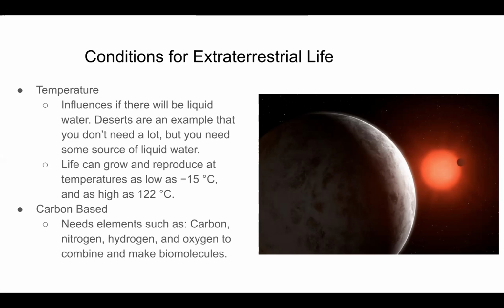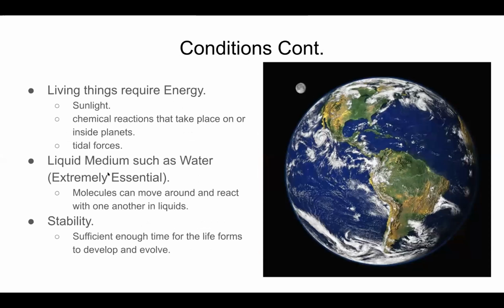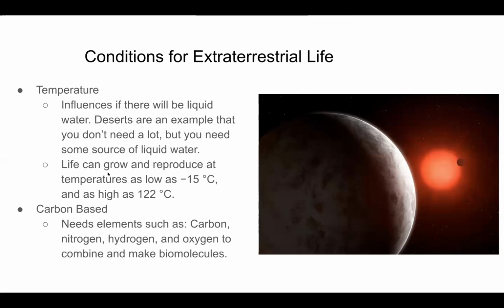The planet and its atmosphere need to be carbon-based because to make biomolecules, we need elements such as carbon, nitrogen, hydrogen, and oxygen to combine. And for those temperatures, I know that seems like a huge fluctuation, -15 up to 122, but that's actually a pretty stable environment for a planet's surface compared to other planets. So that gets at that Goldilocks stability idea. And carbon makes huge molecules, specifically sugars, carbohydrates, which are really important.